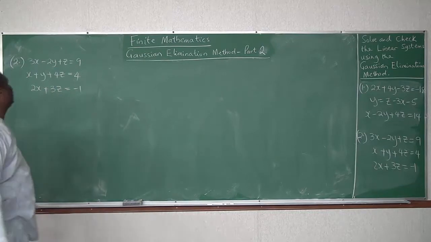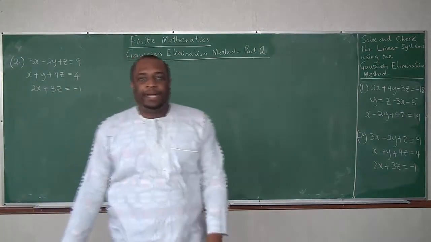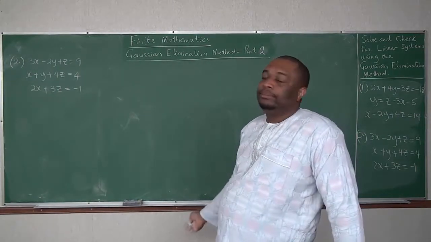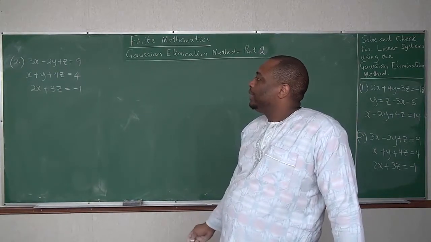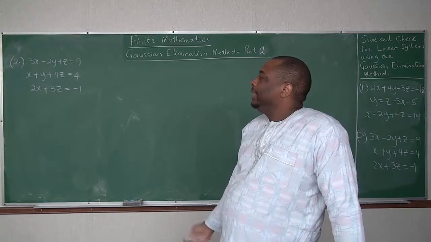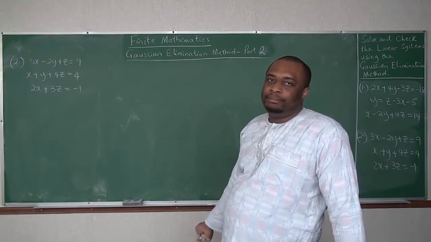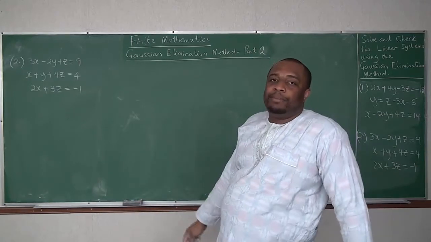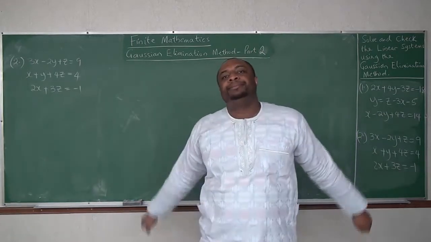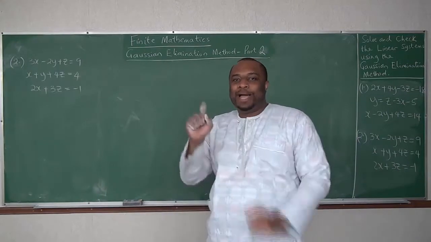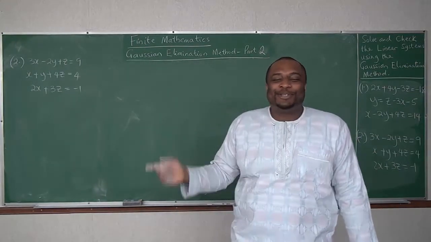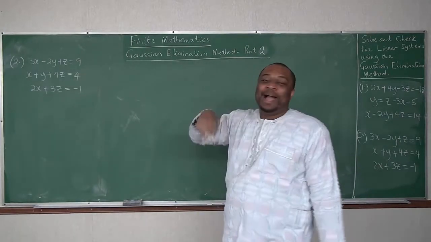Alright, let's look at this. Are the variables complete? In equation 1, x, y, z, complete. Equation 2, x, y, z, complete. Equation 3, x, z, not complete. Something is missing. What variable is missing in equation 3? Y. So the variable y is missing.